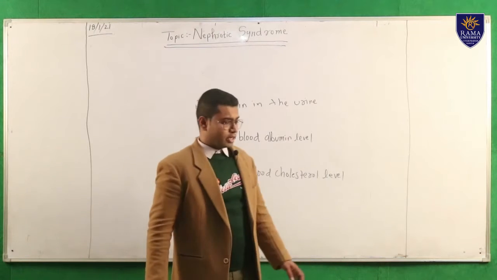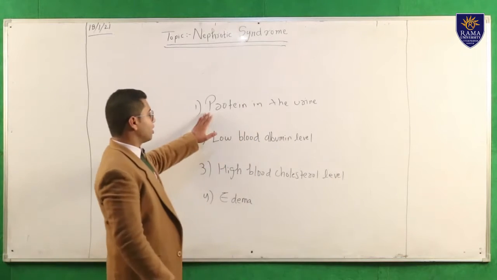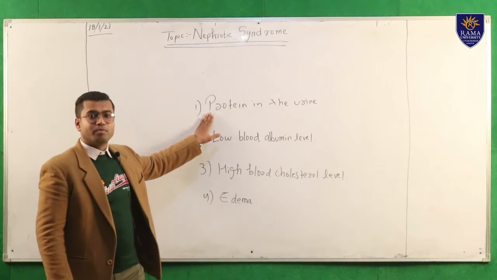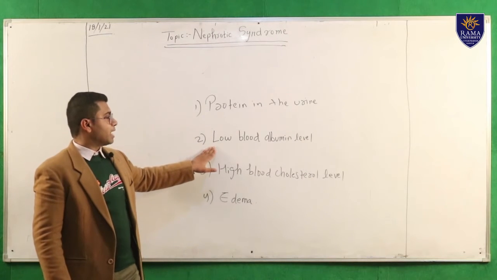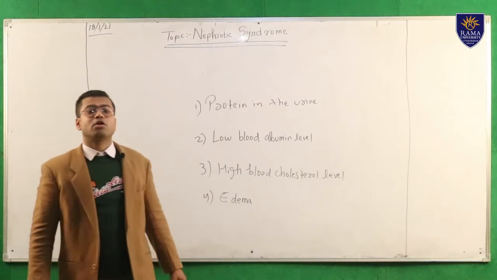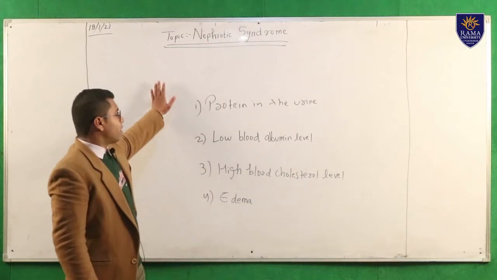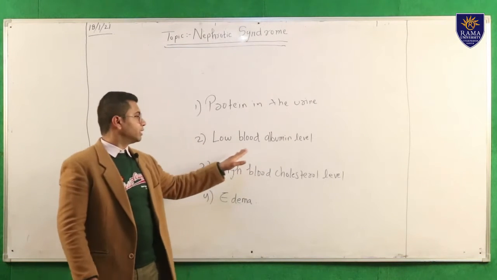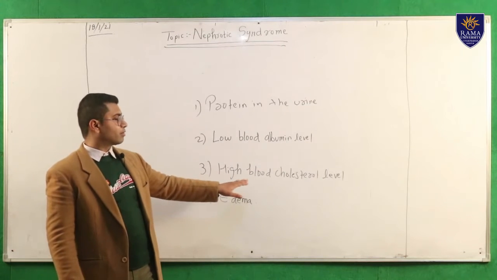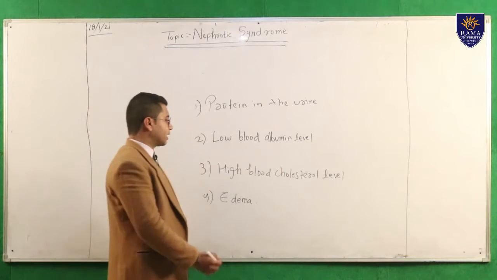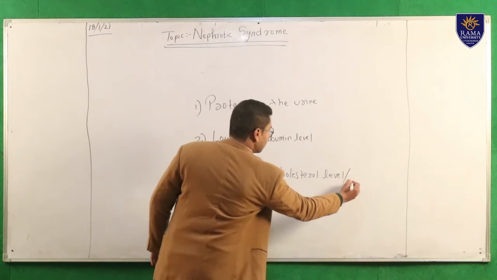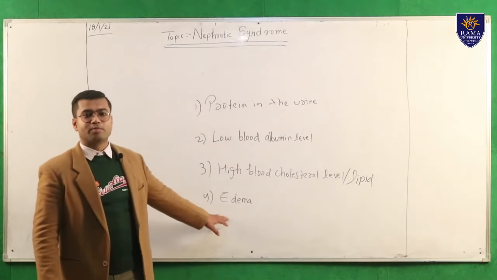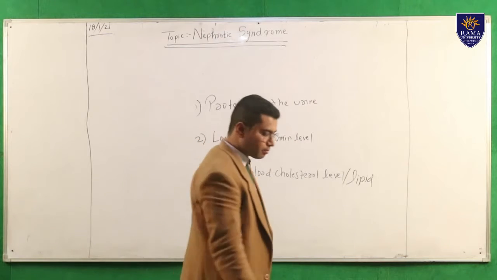So what symptoms can we see in nephrotic syndrome? Protein in the urine means the urine will contain protein. Next one is low blood albumin level. Albumin is also a type of protein. So here in nephrotic syndrome, this albumin will be reduced in amount in the blood. Then there will be high blood cholesterol or lipid level. Then there will be generalized body edema.